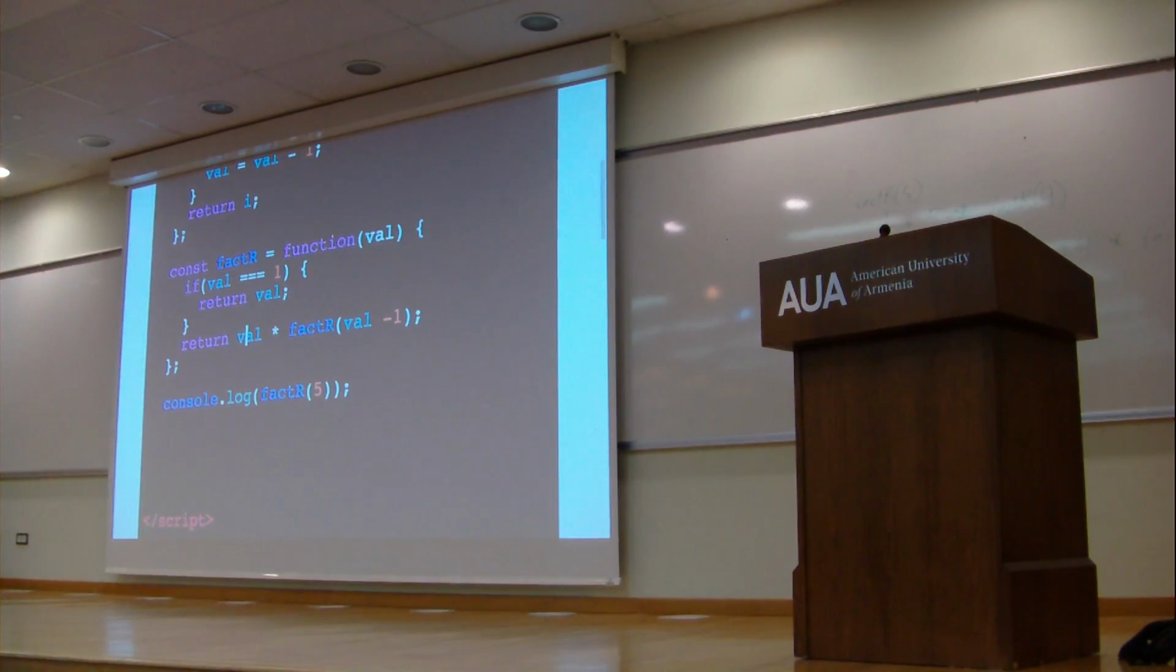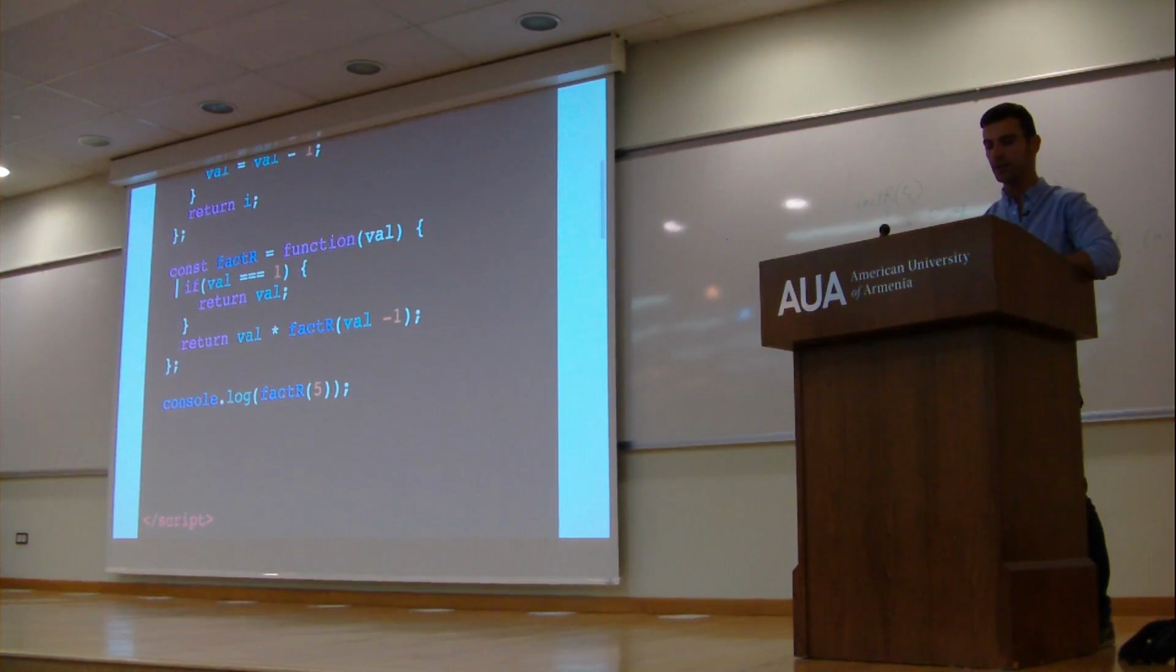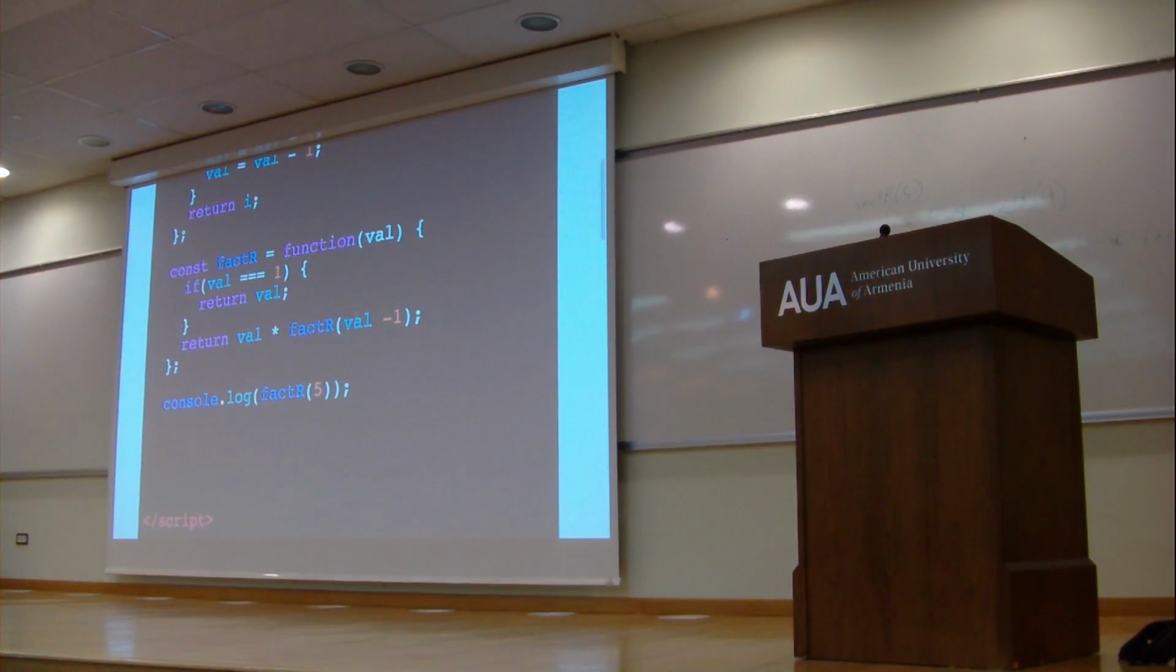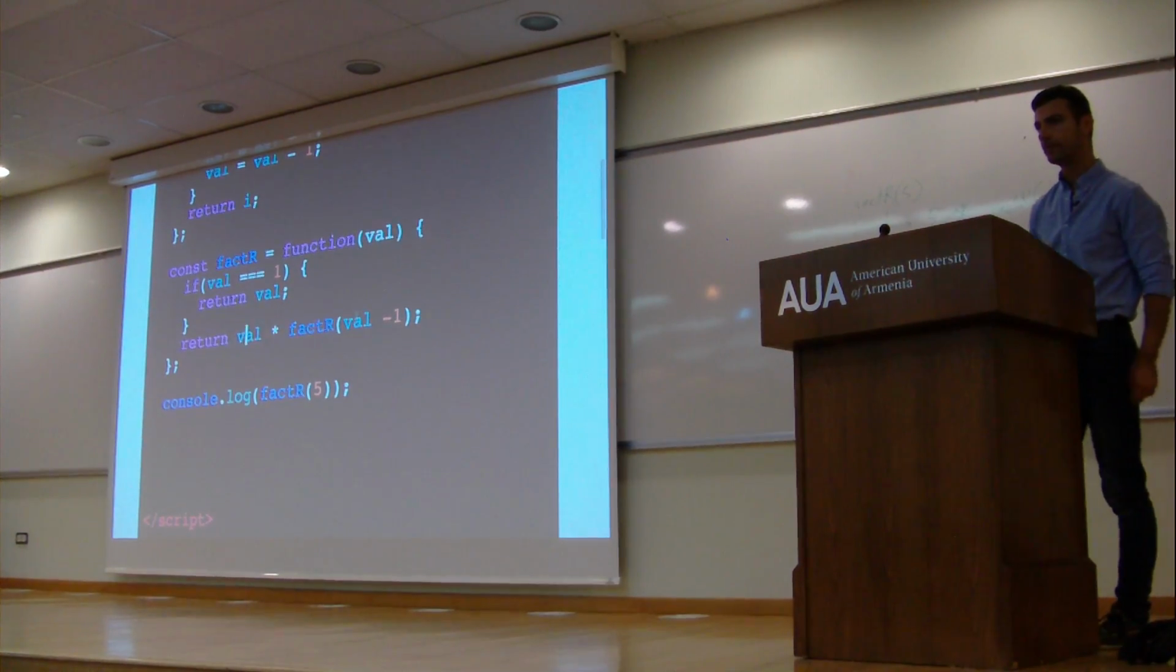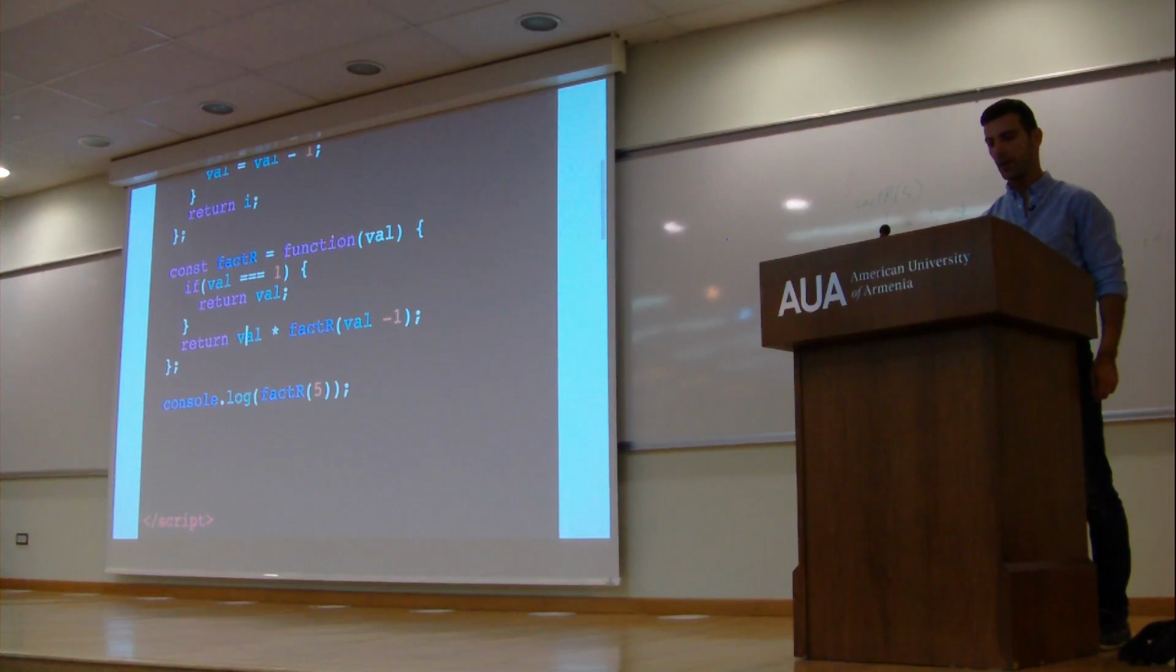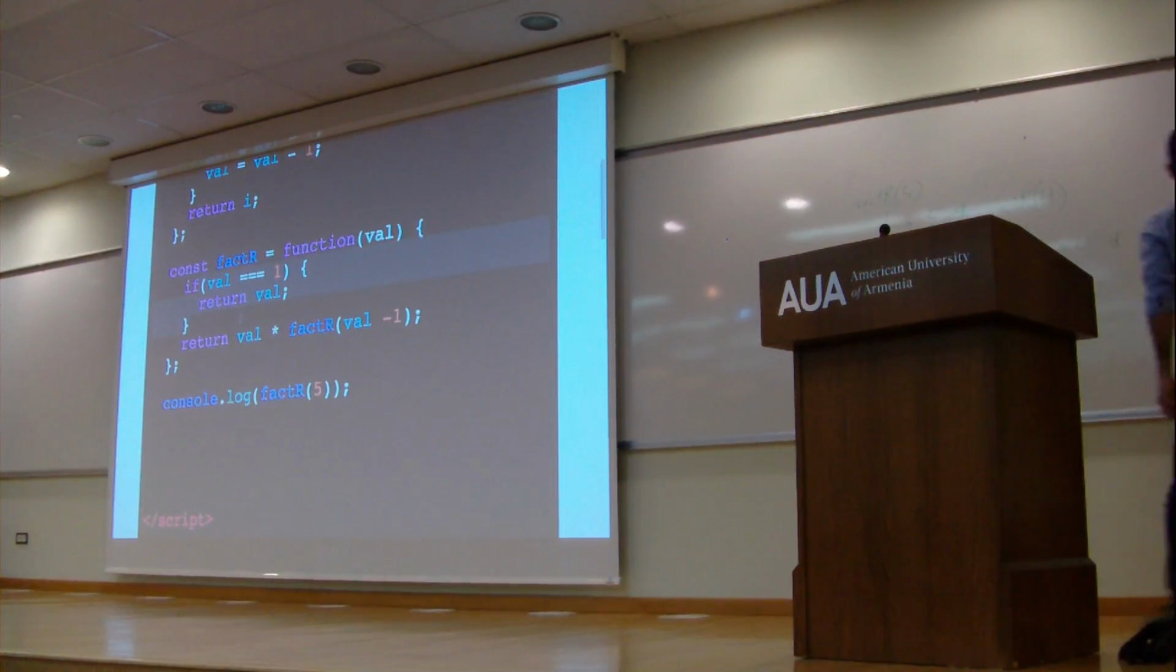Then we go into this one. Is 2 equal to 1? Do we hit this case? No. So 2 times fact R of 1. If I call fact R with 1, what happens? It returns val, which is 1. Right? Done. So that means this returns 1.